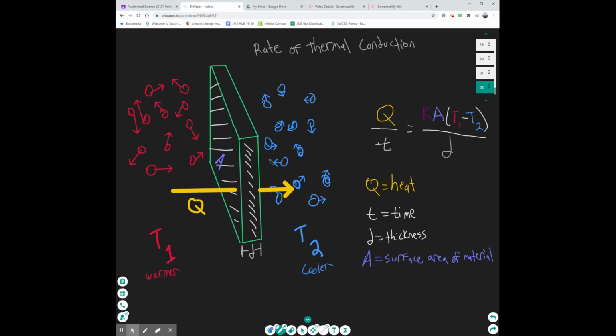So if we start at, I don't know, 100 degrees on the left and it's 50 degrees on the right, how long until we're balanced out at, we'll say, halfway between those two, 75 degrees, right? So that's kind of something to think about.